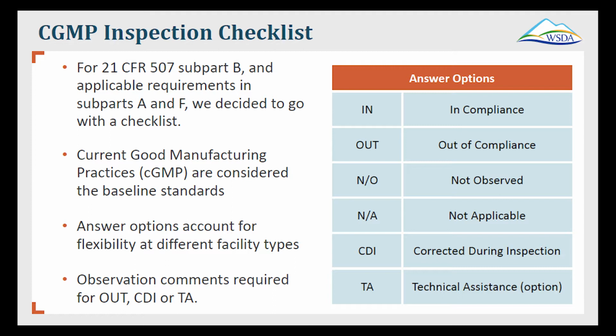So for instance, IN is for in compliance, OUT is for out of compliance, N/O is not observed, N/A is for not applicable, CDI is for corrected during inspection, and then another option being TA for technical assistance. TA is not currently on our existing checklist, but it has been proposed as an option for certain situations. So it is currently on a draft version of our checklist, which is what I'll be showing you later. And then anytime OUT, CDI, or TA is selected, the inspector is to provide observation comments.